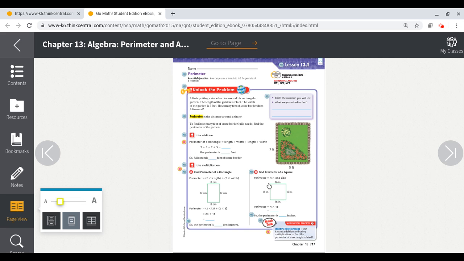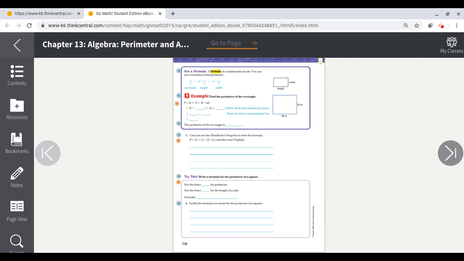Okay, example B over here, if you have a square, you have 4 of the same sides. So instead of adding 16 plus 16 plus 16 plus 16, you can just do 4 times one side because all the side lengths are the same. So if you don't know 4 times 16, you can always still add them. But if you do know how to multiply that, which you should, you can do 4 times 16, and that might be faster for some of you to find the answer.